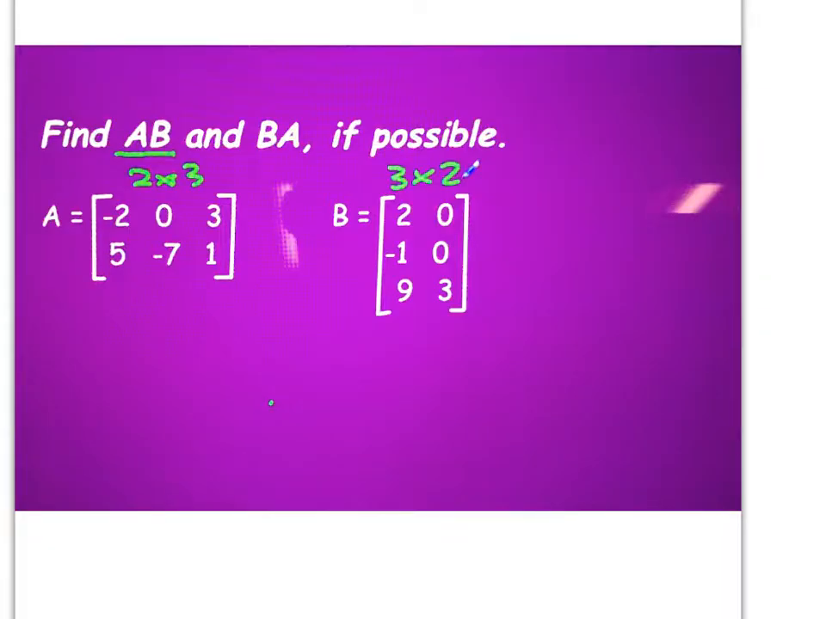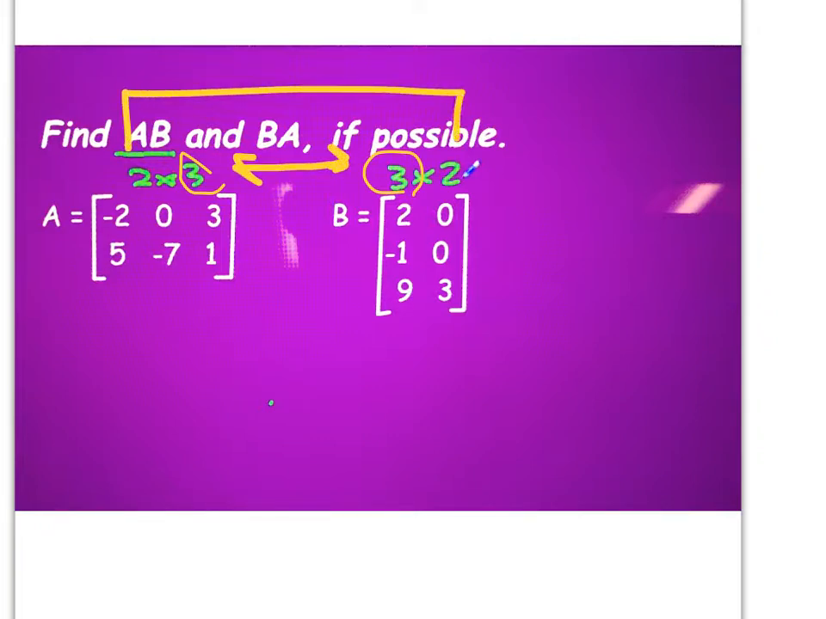Okay, this says find A times B, and B times A if possible. And that's what your directions in your book are going to say. First thing you have to do when multiplying these is check the dimensions. The first one is a 2 by 3. The second one is a 3 by 2. Because the two middle numbers are the same, because they're both 3, that means you are allowed to multiply them. You can only multiply matrices if the two dimensions in the middle are the same. The two outside dimensions, the 2's, tell you what kind of answer you're going to get. So in this one, you're going to get a 2 by 2 when you multiply them.